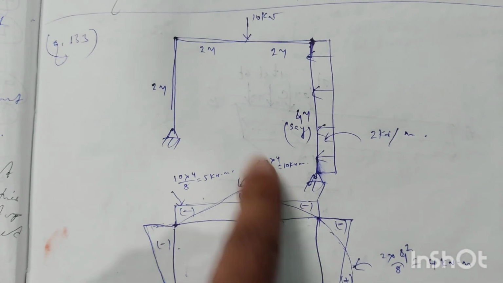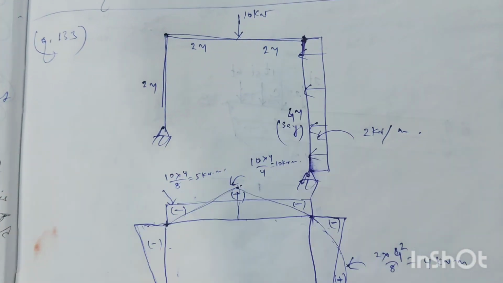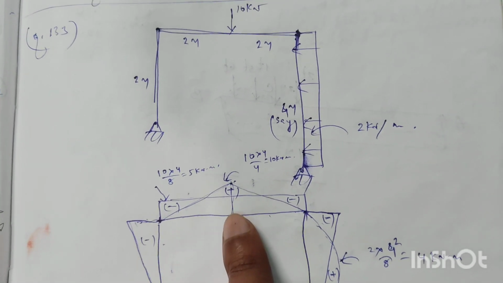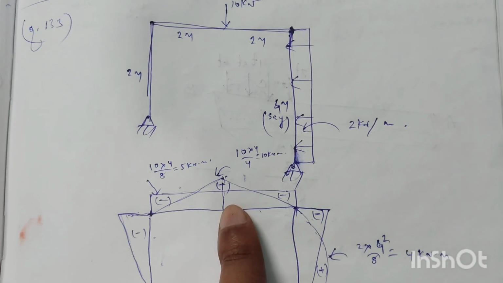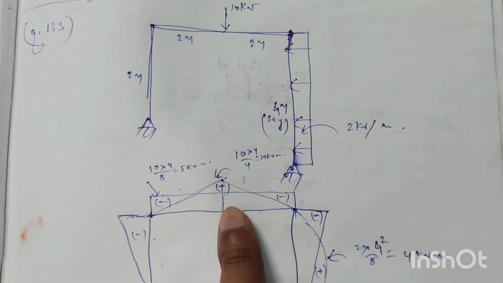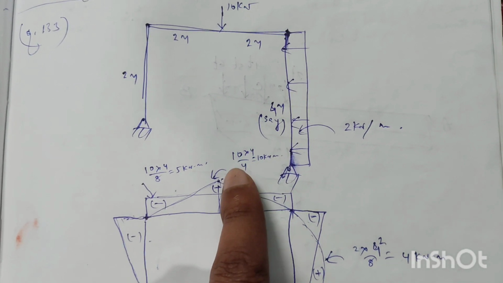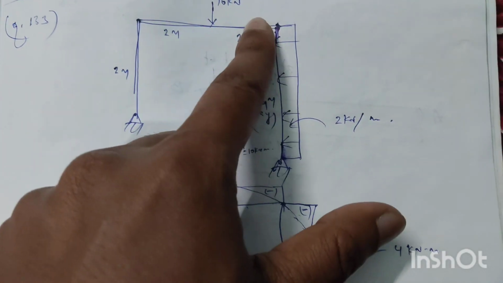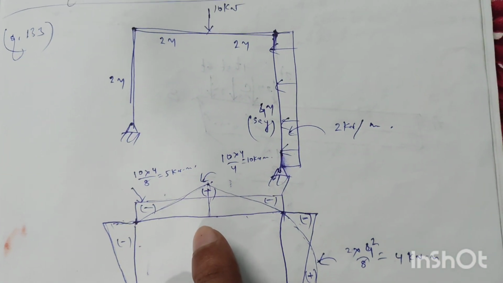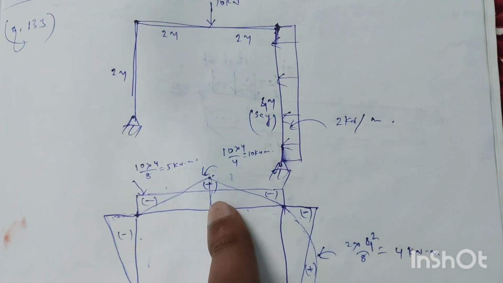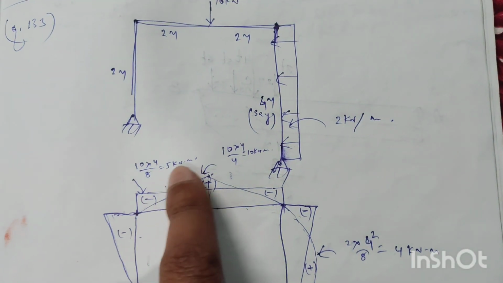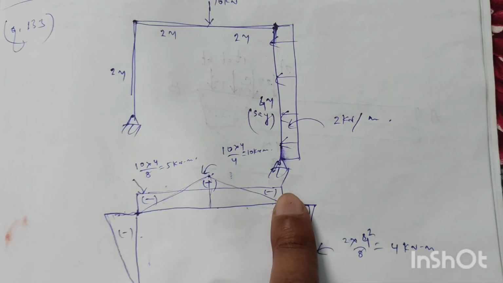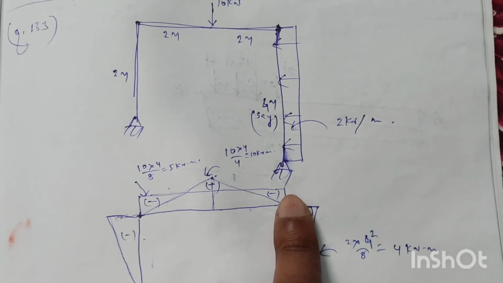Now on this horizontal member, due to the vertical concentrated load at the middle, the free moment value will be WL by 4, as you know, which is 10 into 4 divided by 4 equal to 10 kN meter. But at this end there will be some fixed end moment, and that value will be equal to PL by 8. P means load 10 kN and L means 4 meter, divided by 8 will be equal to 5 kN meter. At these two ends the 5 kilonewton meter fixed end moment value will be available.